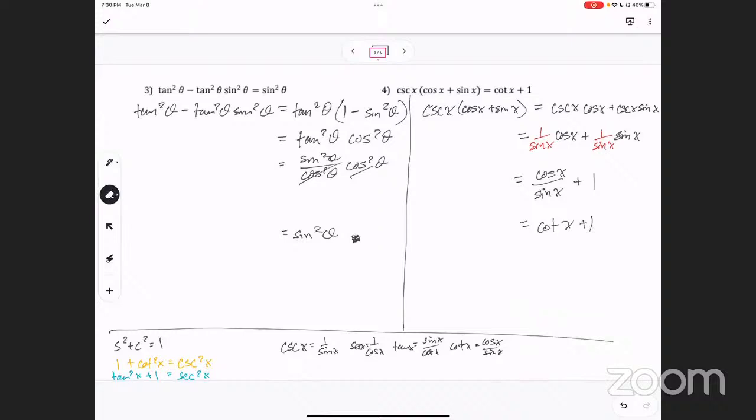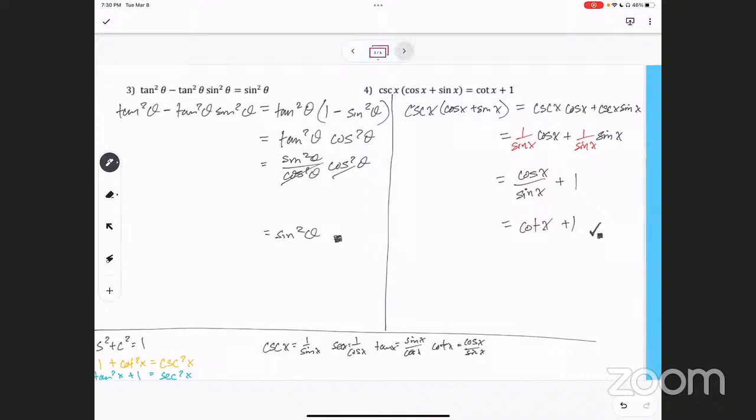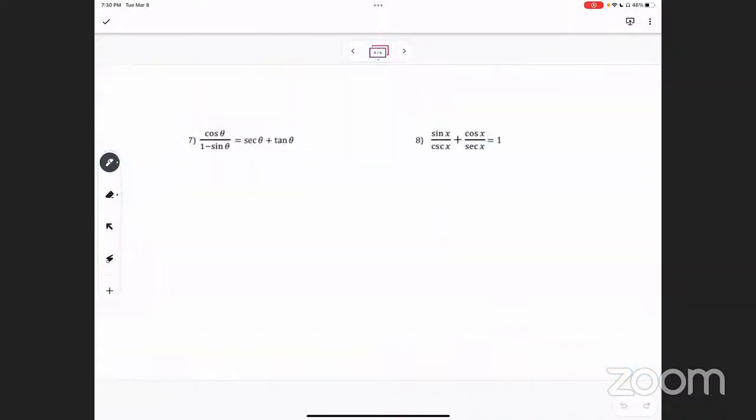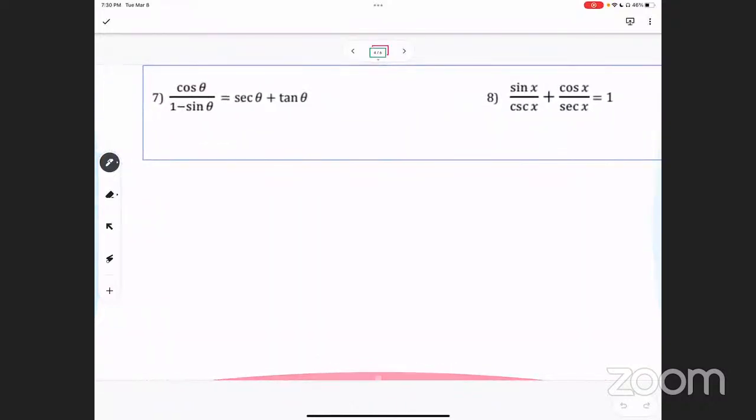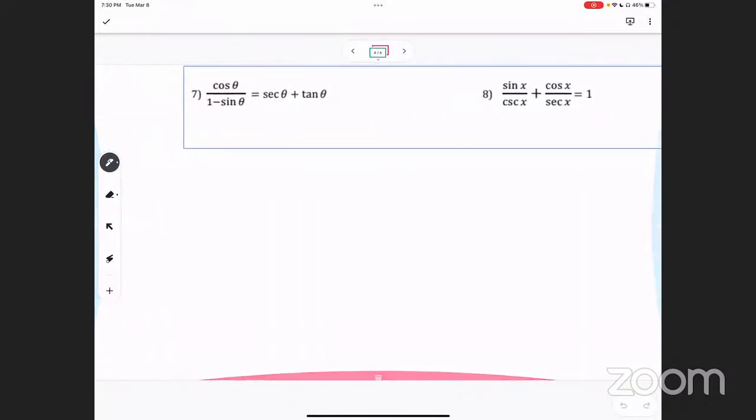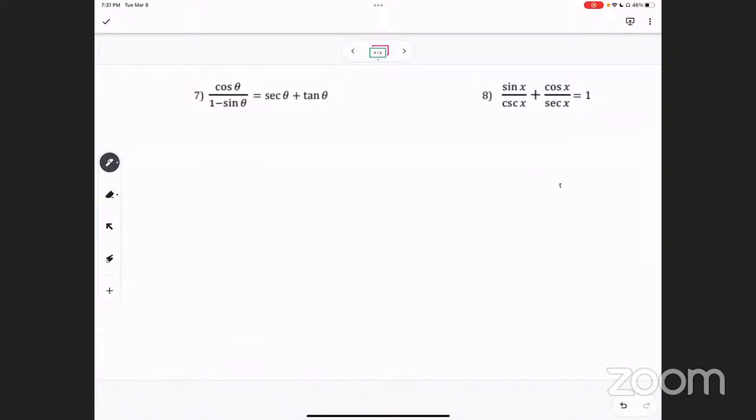There you go. Not so hard. The more you do these, honestly, they kind of become fun. I hate to say it. They really do. They kind of become fun. I'm not joking. If you get good at it, it's like a puzzle.